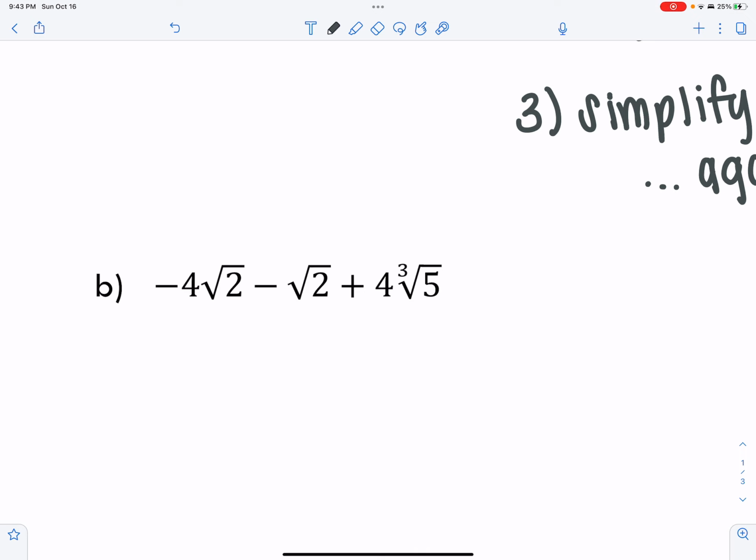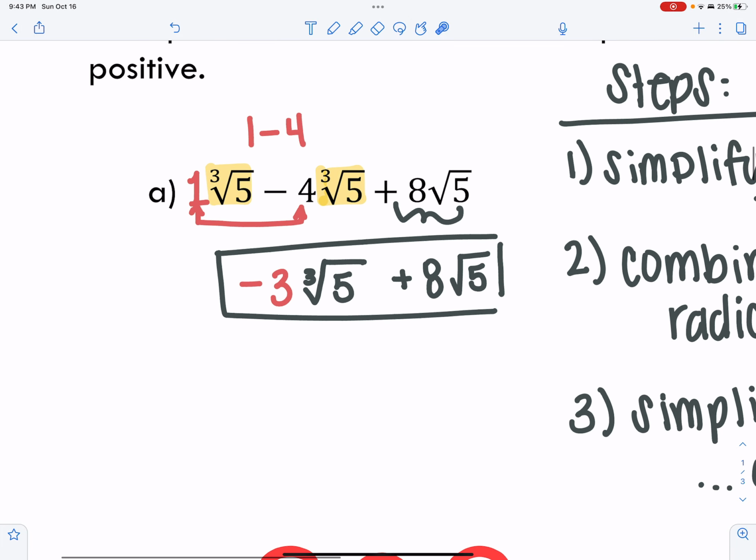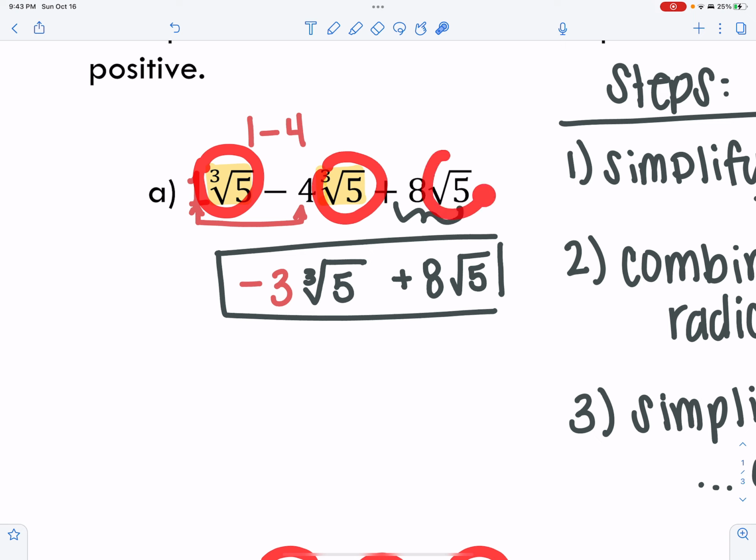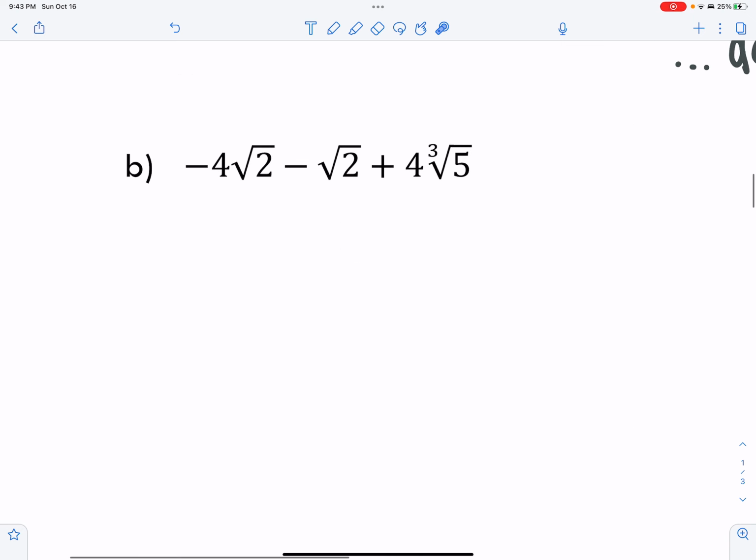So I haven't simplified first yet because these square root 2's don't simplify. Cubed root 5, same thing with the 5's up here. If I were to do the factor tree, they wouldn't break down anymore. And so that's why I'm really skipping the first step.